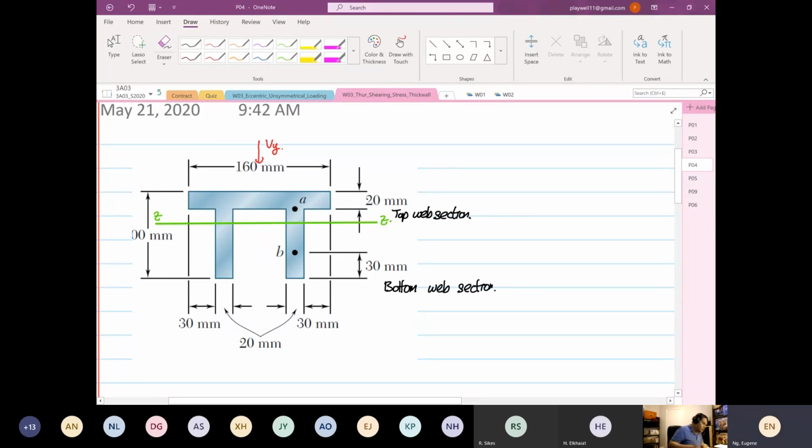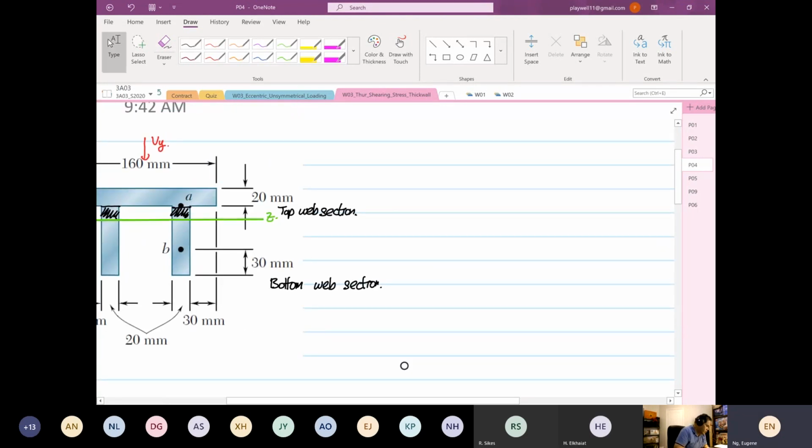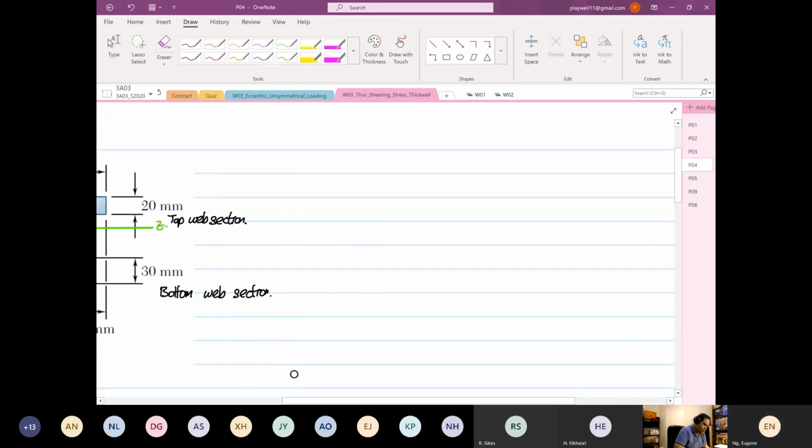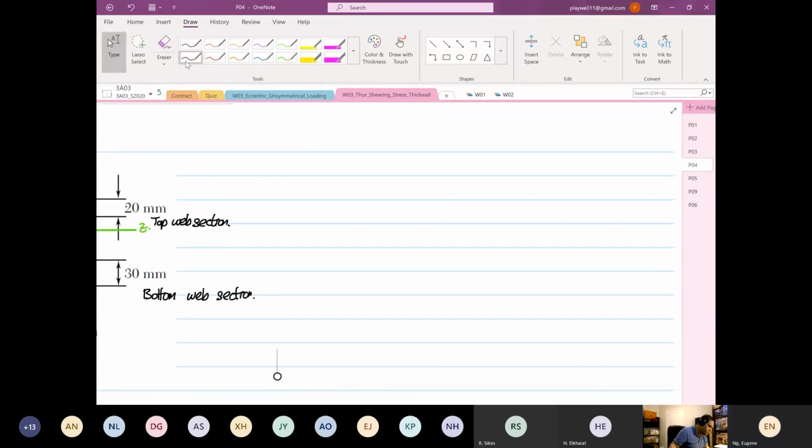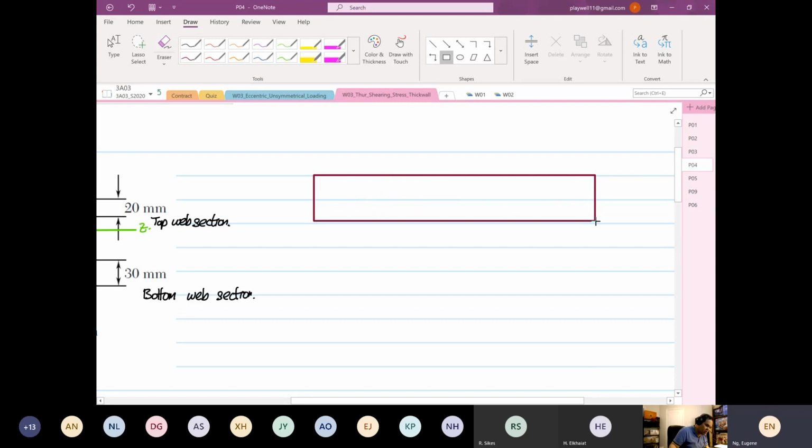What I'm interested in now is to find the shear stress distribution in the top web section. So I'm going to sketch this out again over here. This is what's of interest. This is the flange. You still have to draw the flange. I'll explain to you why later. And then this is our top web section.